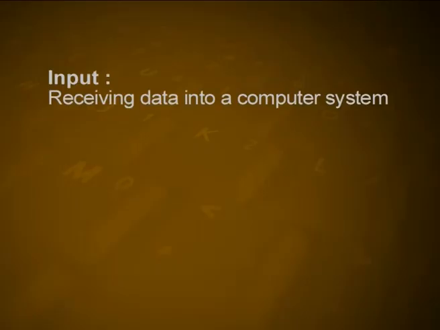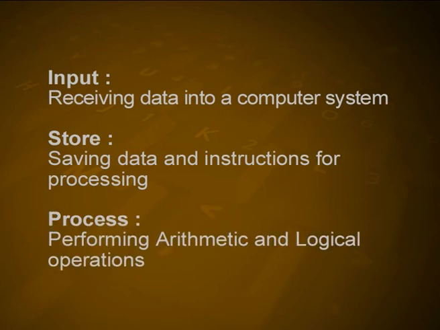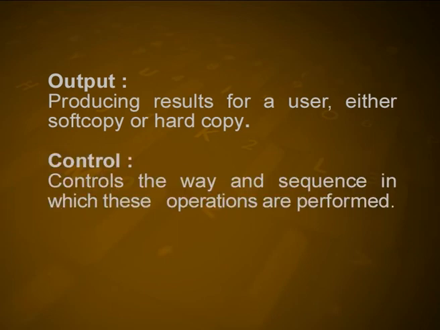The basic principles of computer science. Even though the size, shape, performance, reliability and cost of computers have been changing over the years, the basic concept of stored program has not changed. For converting the raw data into information and presenting it to a user, a computer performs 5 basic operations. 1. Input, receiving data into a computer system. 2. Store, saving data and instructions for processing. 3. Process, performing arithmetic and logical operations. 4. Output, producing results for a user, either soft copy or hard copy. 5. Control, controlling the way and sequence in which these operations are performed.